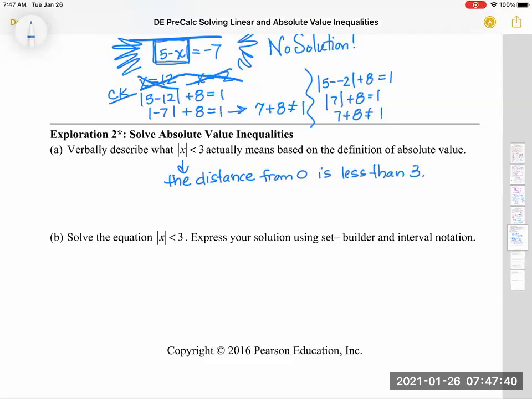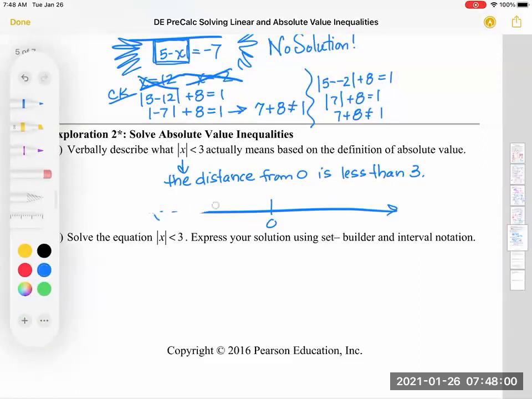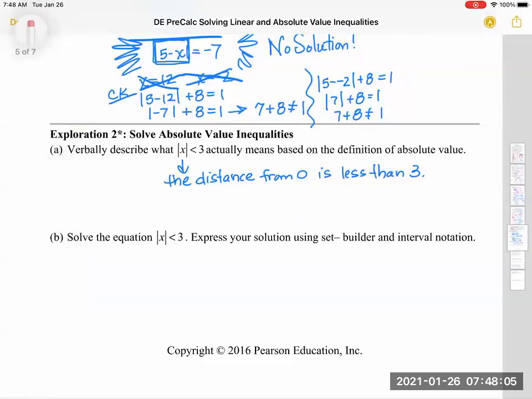Well, what does that mean? That means that all the possible answers have to be a distance of less than 3 away from 0. So if you drew a number line, you're going to put 0 on your number line. And actually, I guess I should be putting this down at the bottom, shouldn't I? Part A was just talking it out, so we should put our number line down here if we want to have everything placed correctly.